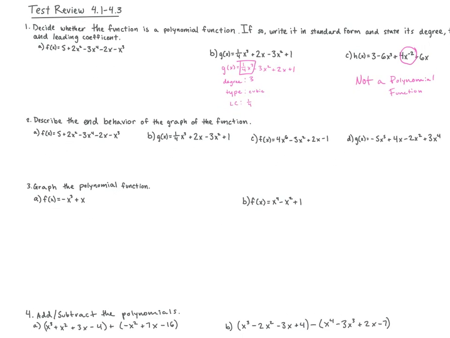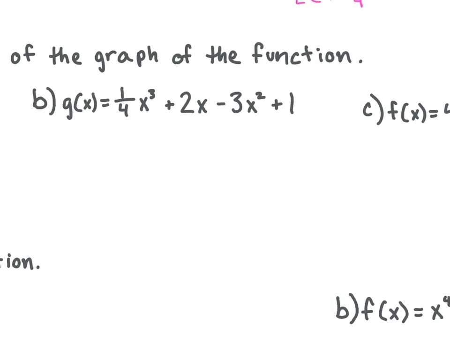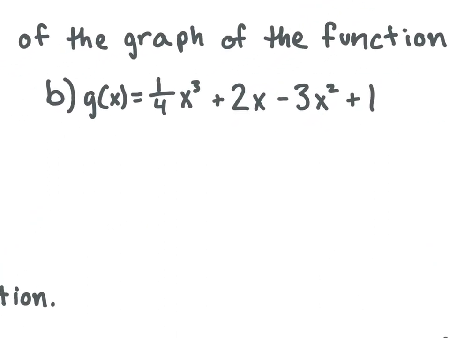So 2b. We need to describe the end behavior of the graph of the function. So which term do we look at to tell us our end behavior? Our highest degree. So we have the 1/4 x to the 4th. All right, so is this positive or negative? Positive, so that means our right arrow goes up.